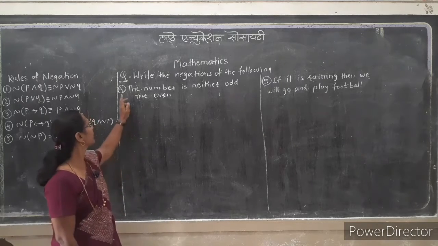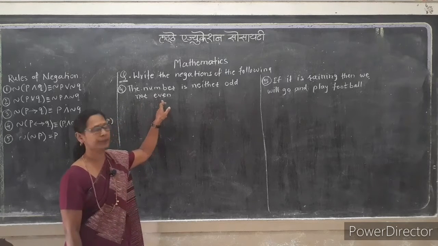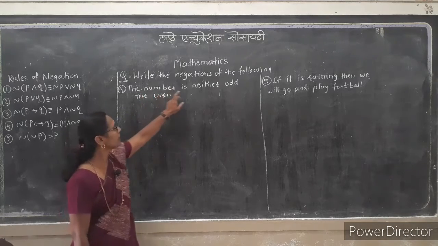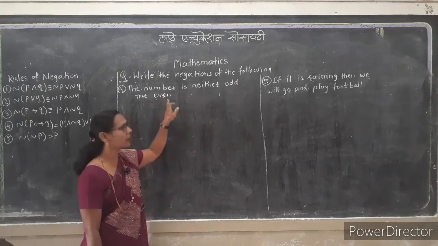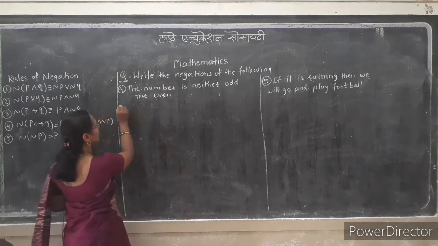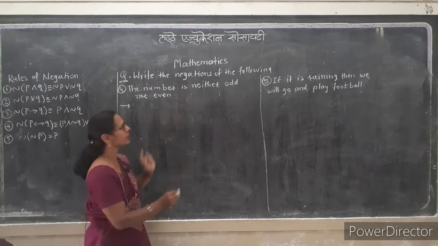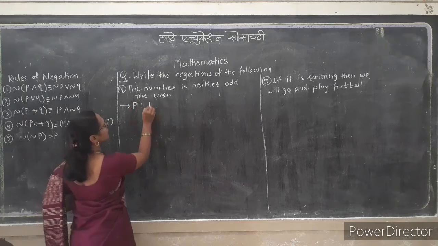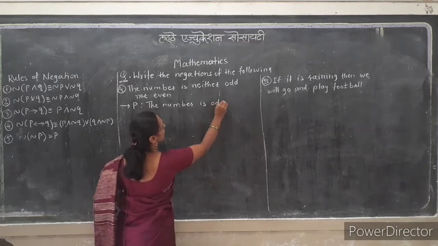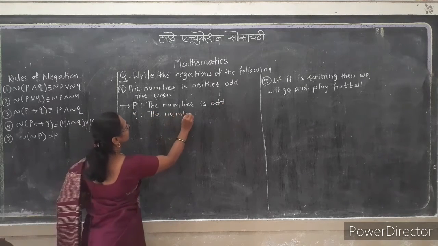Next example is: the number is neither odd nor even. First we write its symbolic form. The number is neither odd nor even means the given statement is in negation form. Therefore, its symbolic form: P be the statement, the number is odd, and Q be the statement, the number is even.